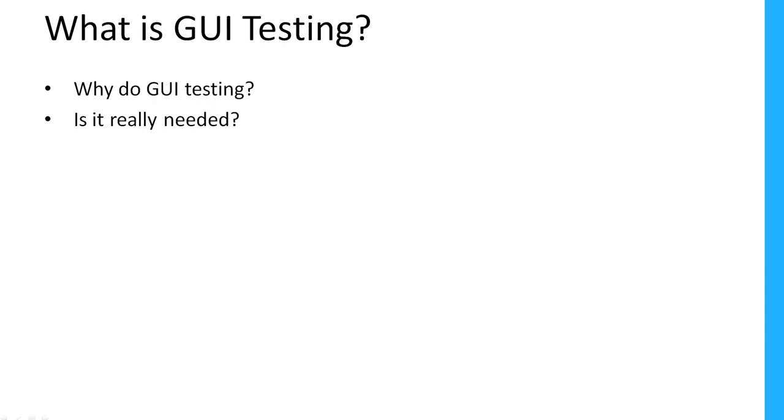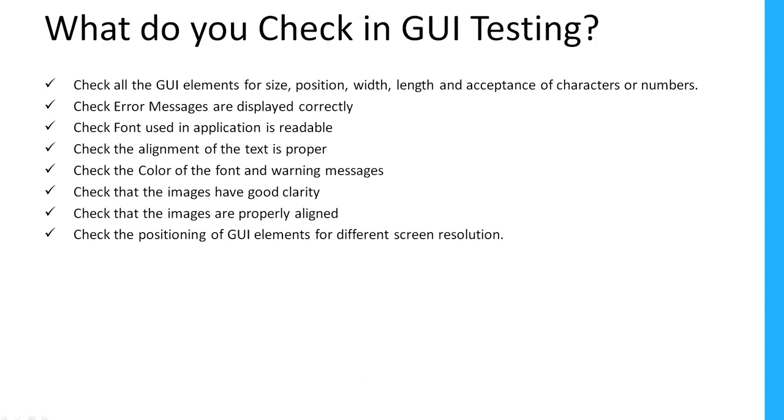Now let's see what you check as part of GUI testing. What are the different things we need to verify as part of GUI testing? Normally we check all the GUI elements like size, position of the element, width, length, and acceptance of characters or numbers. We need to verify, and also we need to check that error messages are displayed correctly or not. Sometimes when I provide some invalid input, it will give some error messages, but those error messages are not meaningful, so non-technical people cannot understand them. So we also need to verify that when I provide invalid inputs, it gives proper messages, and that those messages are readable.